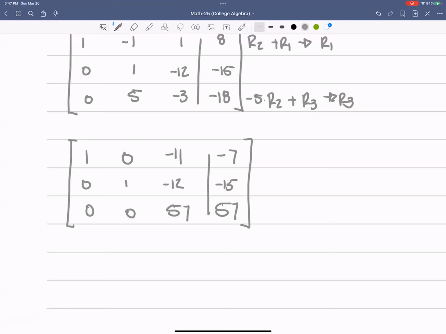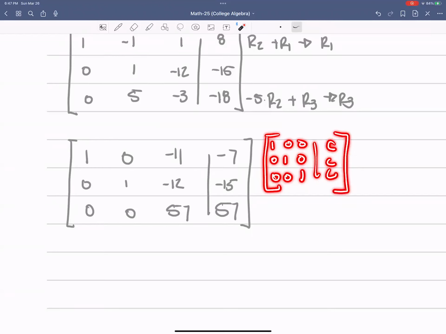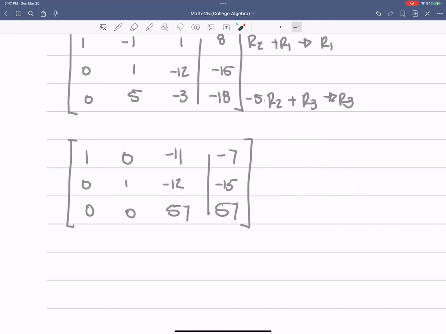Let's see where we're at now. So our goal is 1 0 0, 0 1 0, 0 0 1 and our constants. So that's what we want. We have this one done, have this one done. So next we need a 1 where we need it. So we need this one right here. So we need a 1 there. So that way we could turn everything else into a 0.